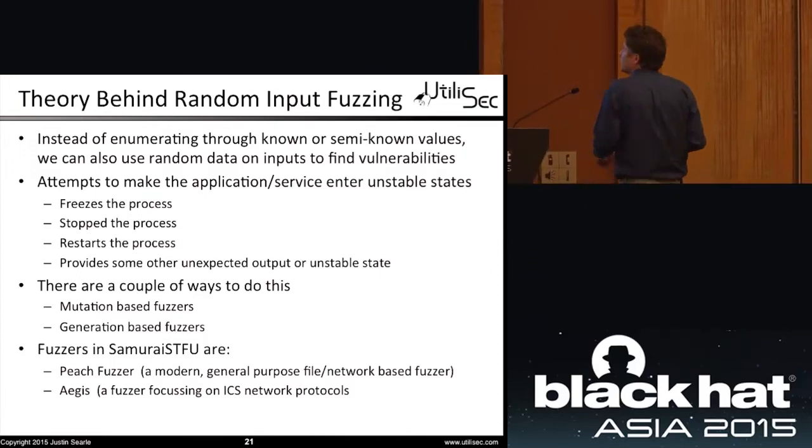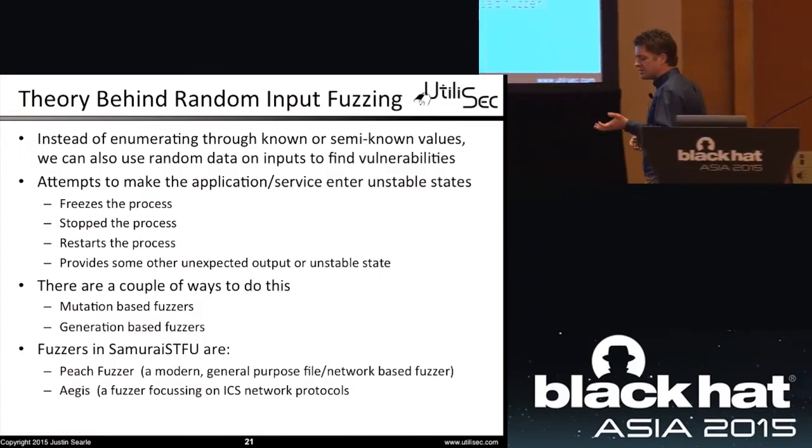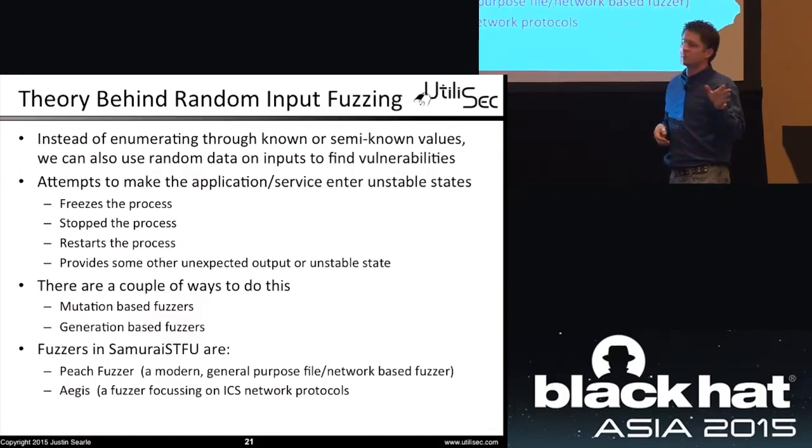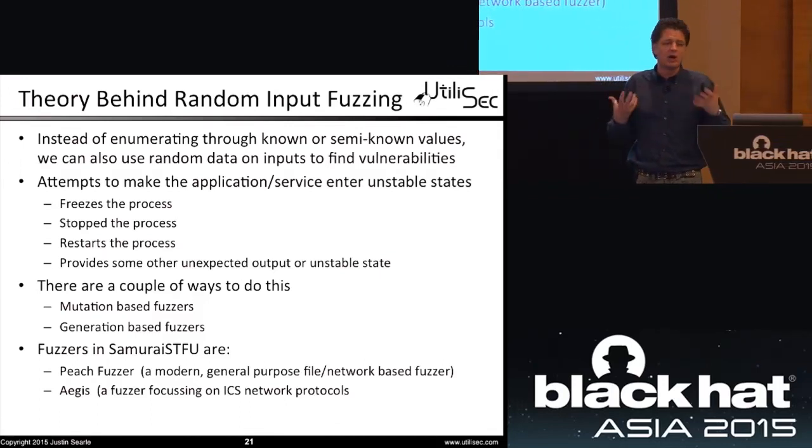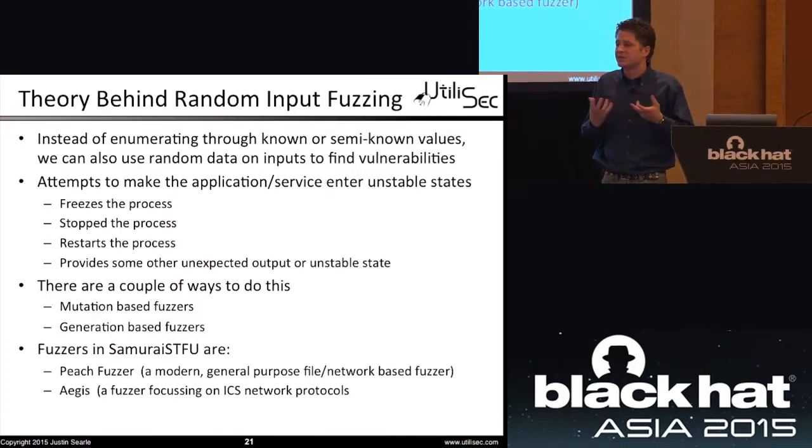Okay? So mutation fuzzers work really well because we simply grab a PCAP file and it just changes it. The fuzzer doesn't necessarily need to know a lot about the protocol. And so mutation fuzzing is kind of an easy way to do things.